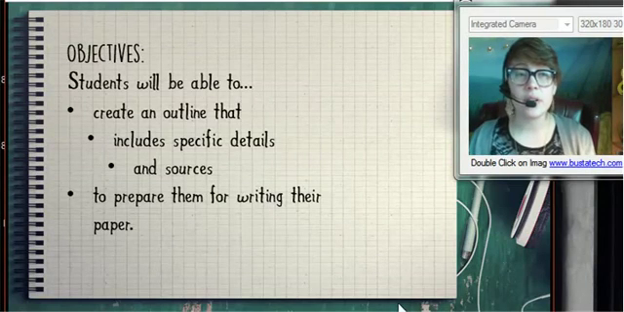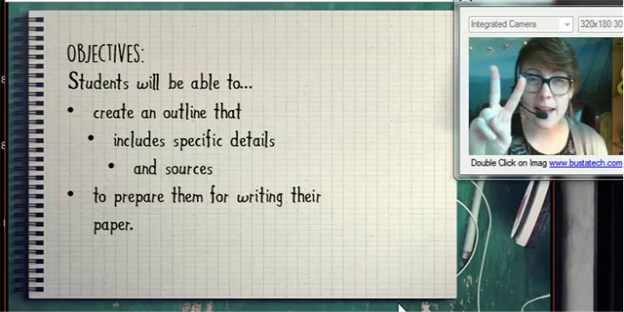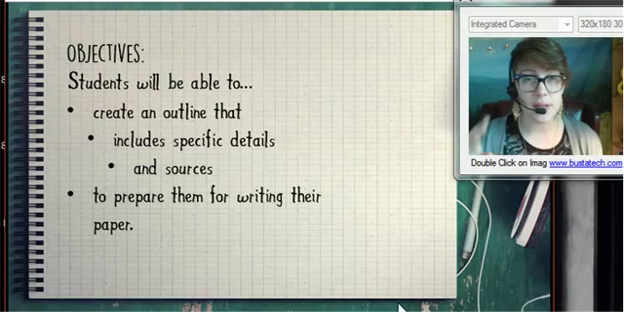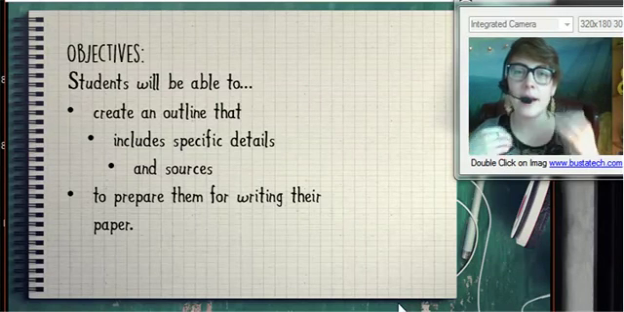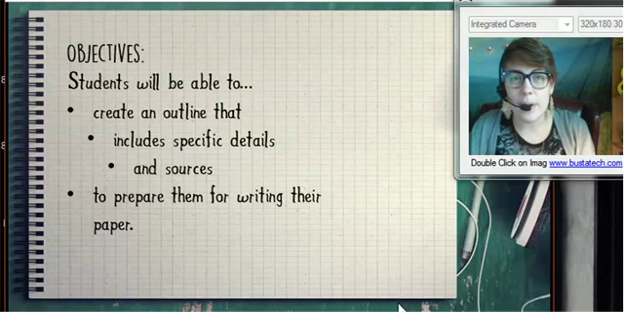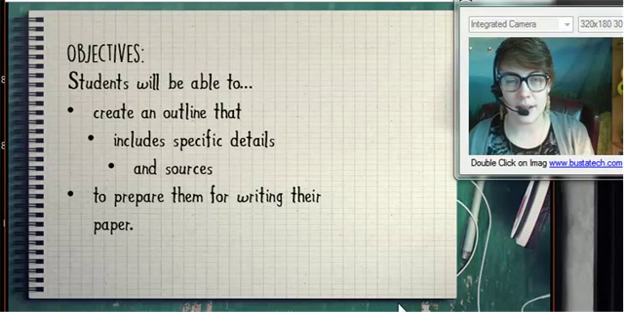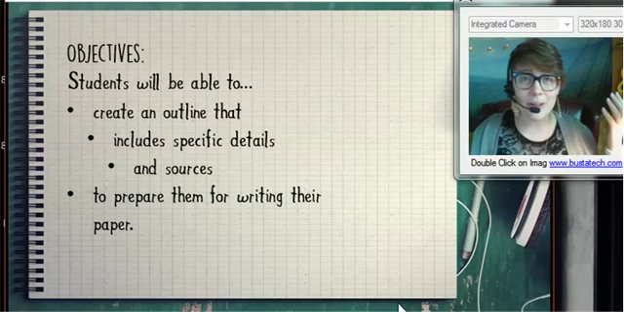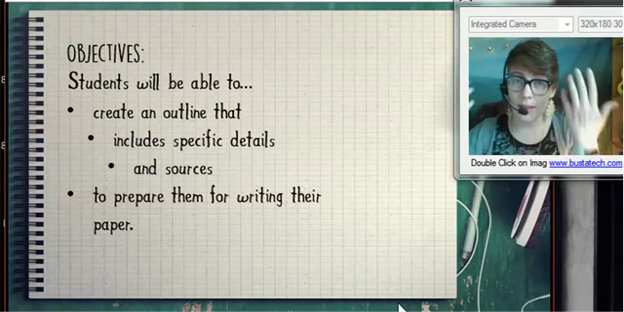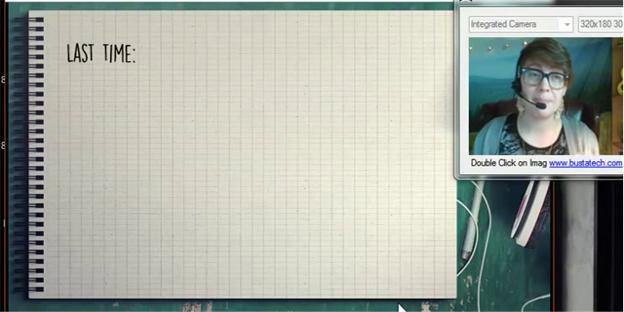So our objectives: students will be able to create an outline that includes specific details and sources. You can see in my examples, I just put in parentheses the name of the source that I got the facts from, and that helps you, after you create your outline, to make it easier to write your paper and not think, oh shoot, where did I read that extra detail that I want to include? You have the source in your outline. You're cool. And I say this to prepare them for writing their papers, because obviously the better your outline is, the easier your paper will be to write.